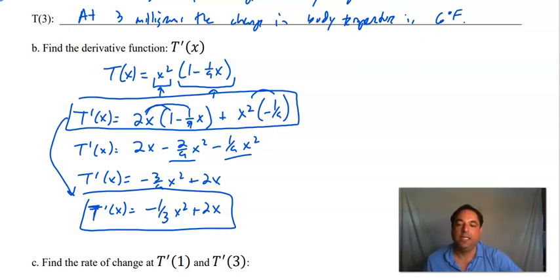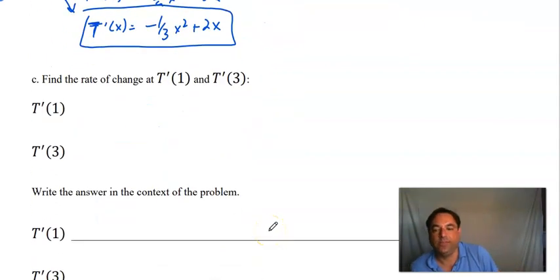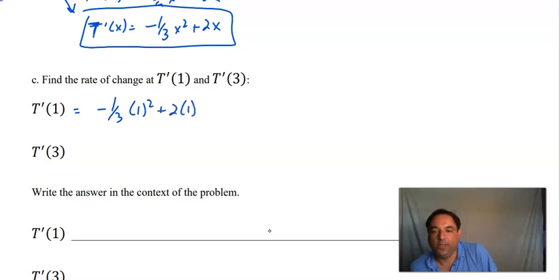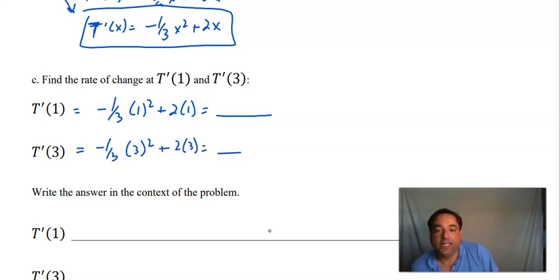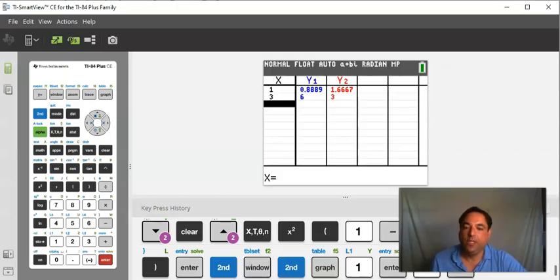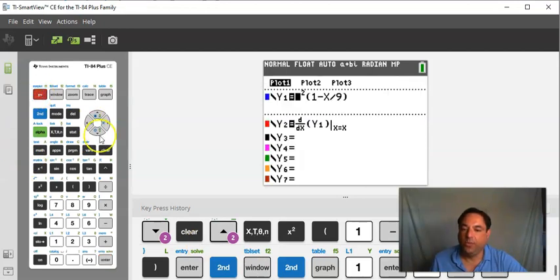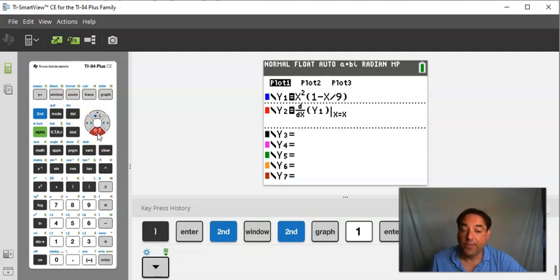Now that we have the derivative, we can plug into the derivative. For the first one, we're going to plug in 1: negative 1/3 times 1 squared plus 2 times 1. Then we're going to plug in 3: negative 1/3 times 3 squared plus 2 times 3. Again, you can simply type it in to the calculator, or we're going to use the table. To check in the table, we're going to go to y equals, y1 is the original, y2 is the derivative in the calculator. Remember that was math 8, nDeriv(y1, x).